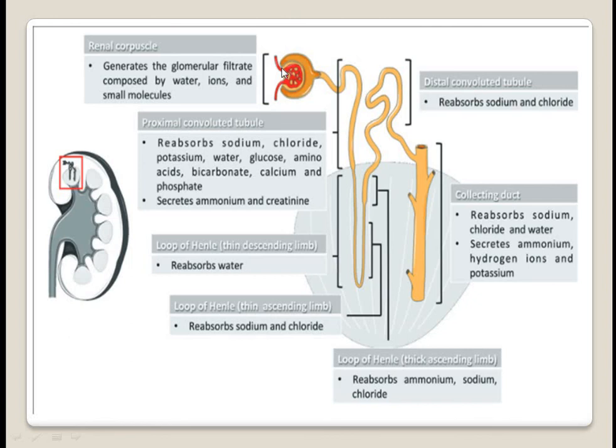Here also, see, this is the nephron, renal corpuscle. It generates the glomerular filtrate composed of water, ions and small molecules. This is the proximal convoluted tubule where the reabsorption of sodium, chloride, potassium, water, glucose, amino acids, bicarbonate, calcium occurs, and it secretes the ammonia and creatinine. Loop of Henle reabsorbs the water, sodium and chloride. Here the reabsorption of sodium chloride and water, and secretion of ammonium, hydrogen ions and potassium.